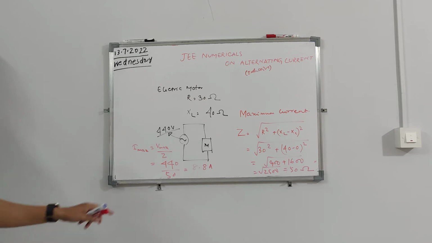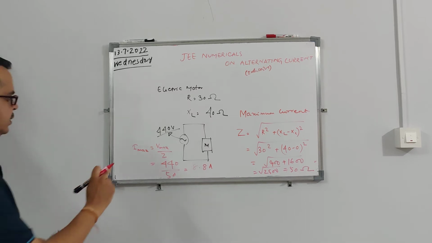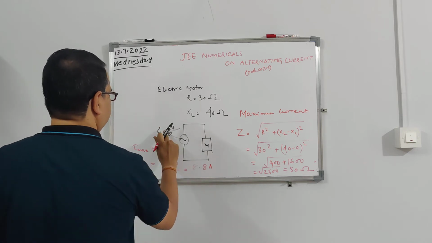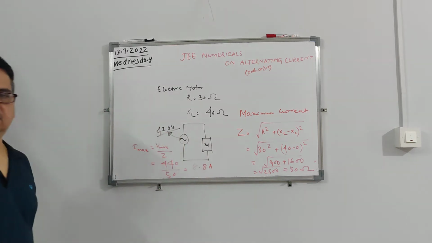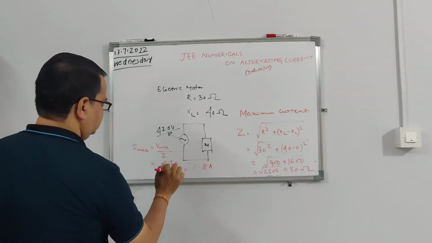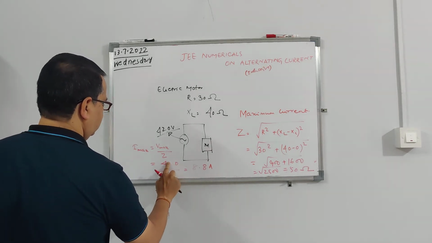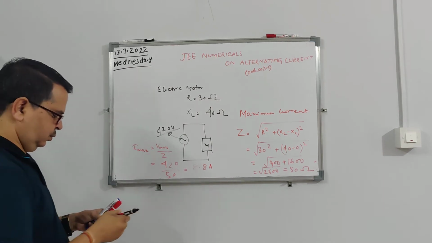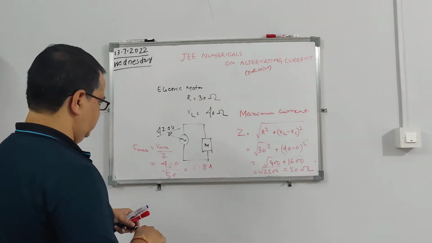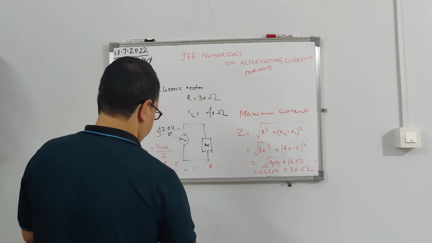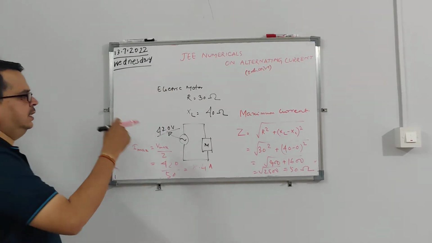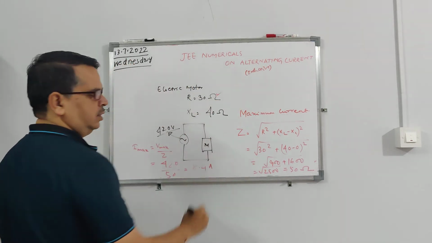Sorry, it is actually not 440, the question says it is 420 volt. In your book it is given as 420. That is the max voltage. So if it is 420 divided by 50, it will become 8.4, so 8.4 ampere.